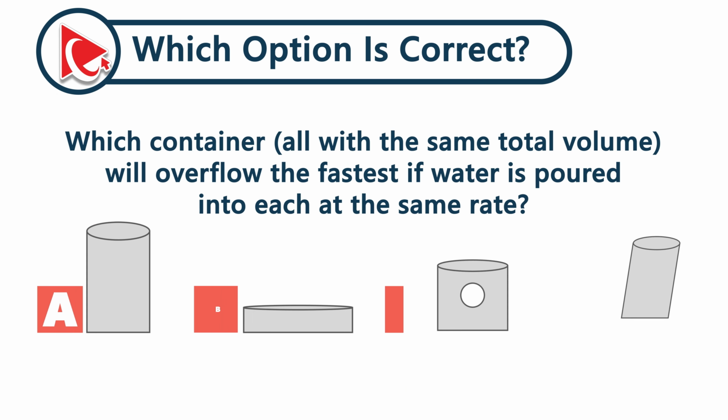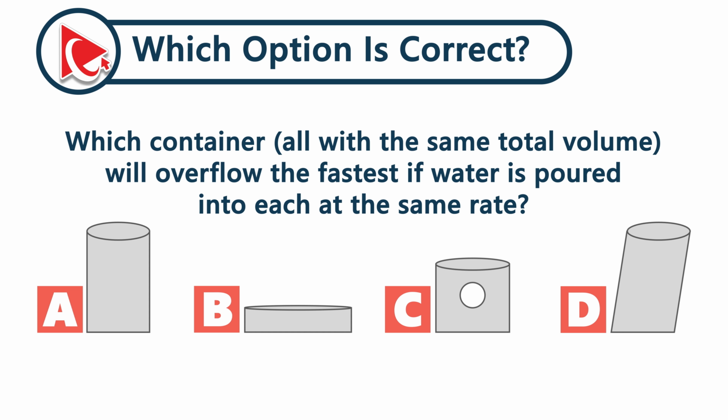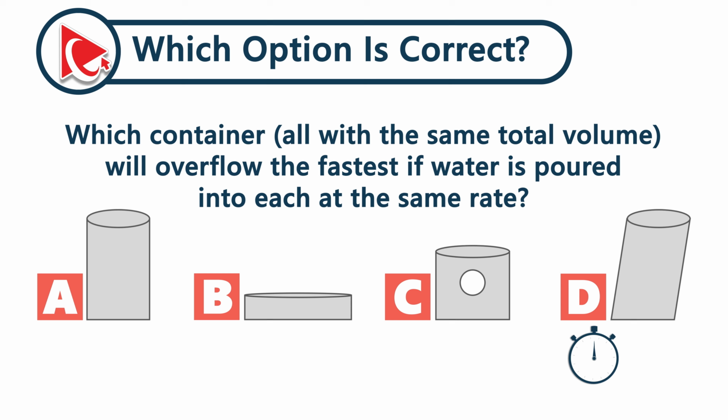Which container, always the same total volume, will overflow the fastest if water is poured into each one at the same rate?